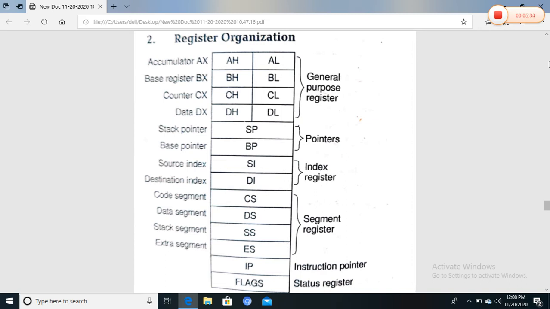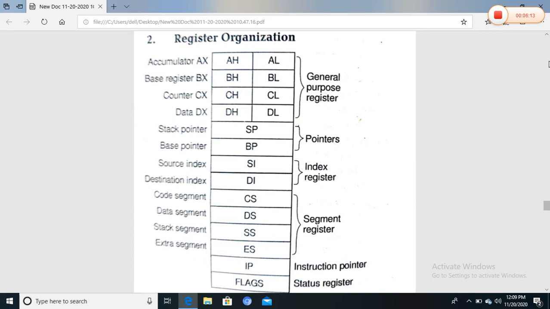Next is the data register. When we use the IN and OUT instructions, the port address, that is the input and output port address, is stored in the DX register. That port address is stored in a 16-bit register during the IO instruction.